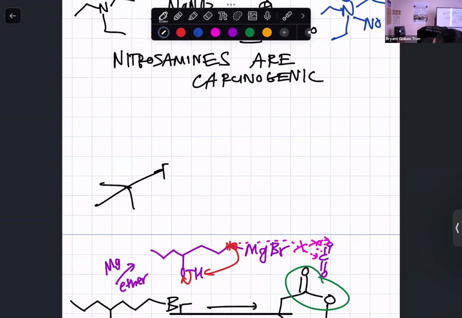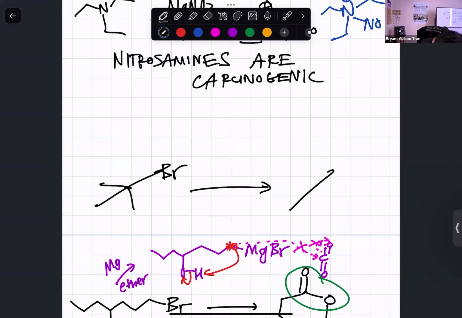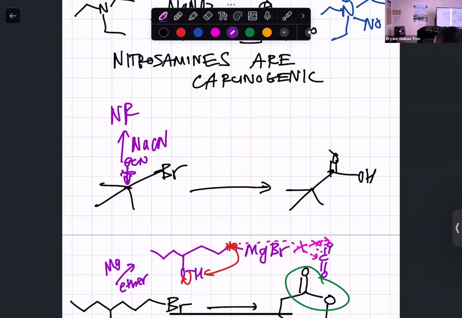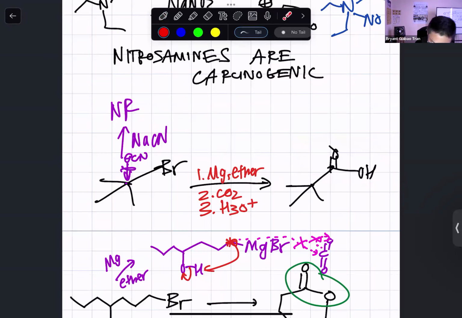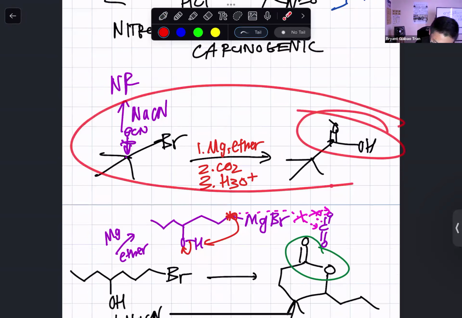If we have something like this, however, we cannot do the nitrile route, no reaction, because we want to do SN2 and this substrate here is too sterically hindered. So what we have to do instead is the Grignard route, the organometallic route, to get to this carboxylic acid. So that's the limitation for nitrile. This is the limitation for organometallic.